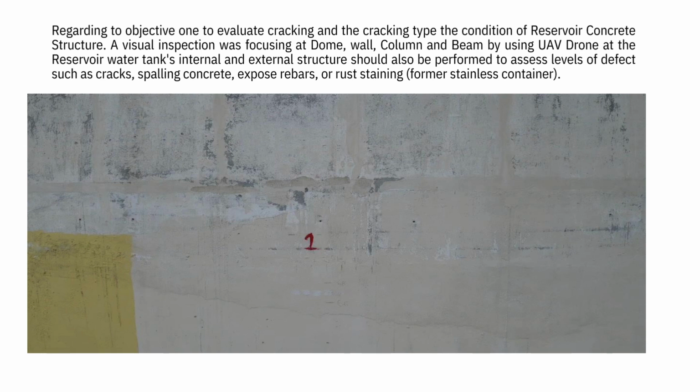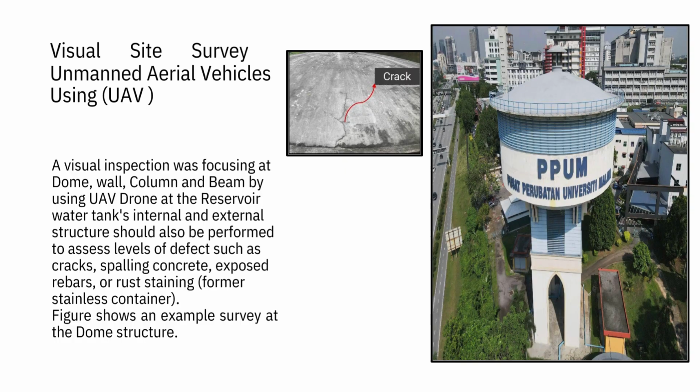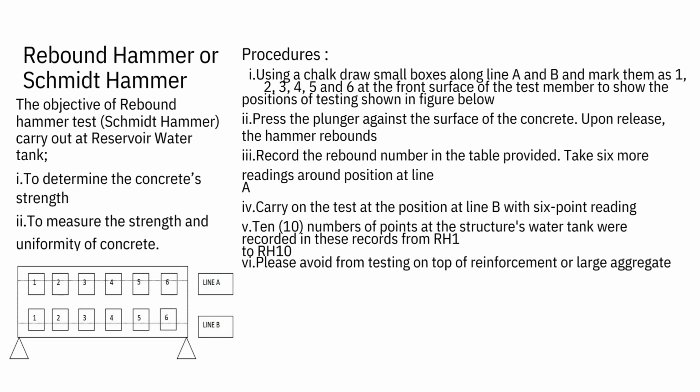And cracking type of the structure. So this is our visual survey. We used the drone to see visually that there is a crack at the dome. So for the rebound hammer, the procedure uses the objective to determine the concrete strength and measure the strength uniformity of the concrete.